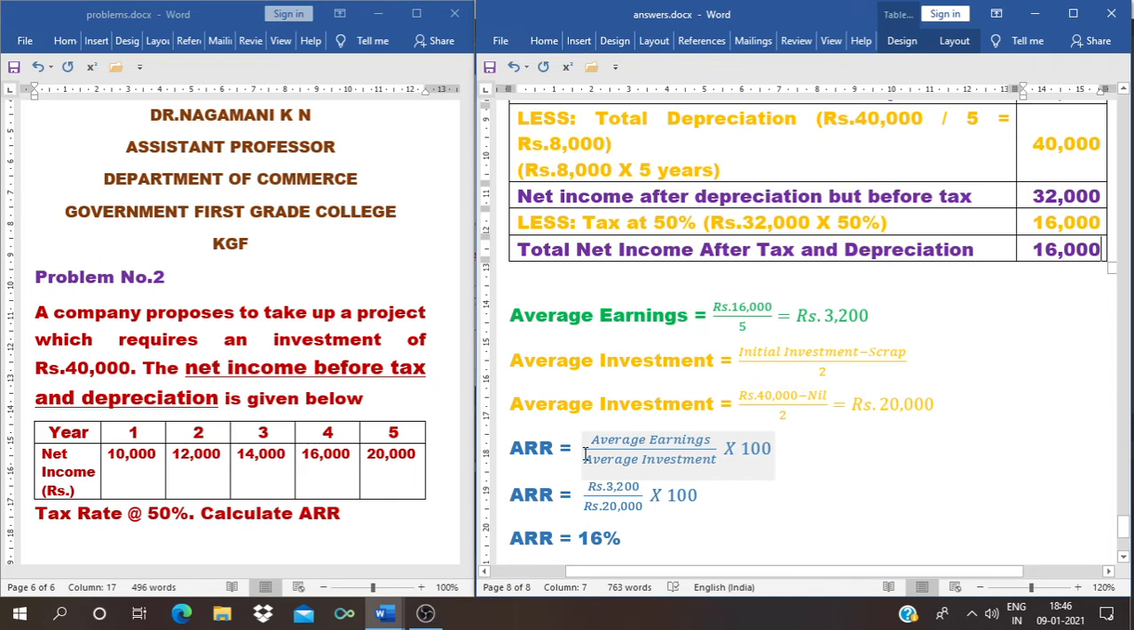Next, ARR is equal to average earnings divided by average investment into 100. Average earnings 3,200. Then average investment is 20,000. Okay, 3,200 divided by 20,000 into 100. So accounting rate of return is 16%.